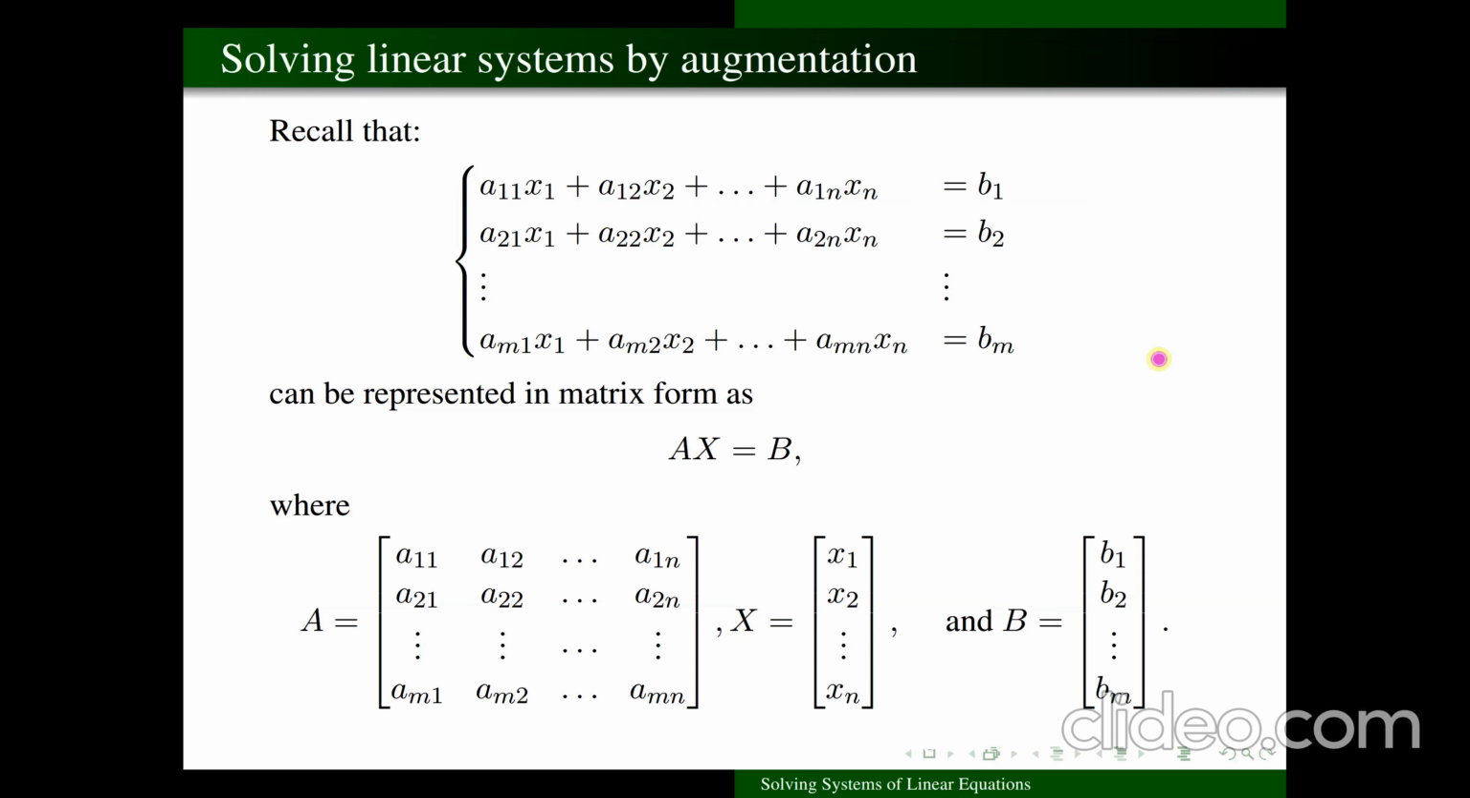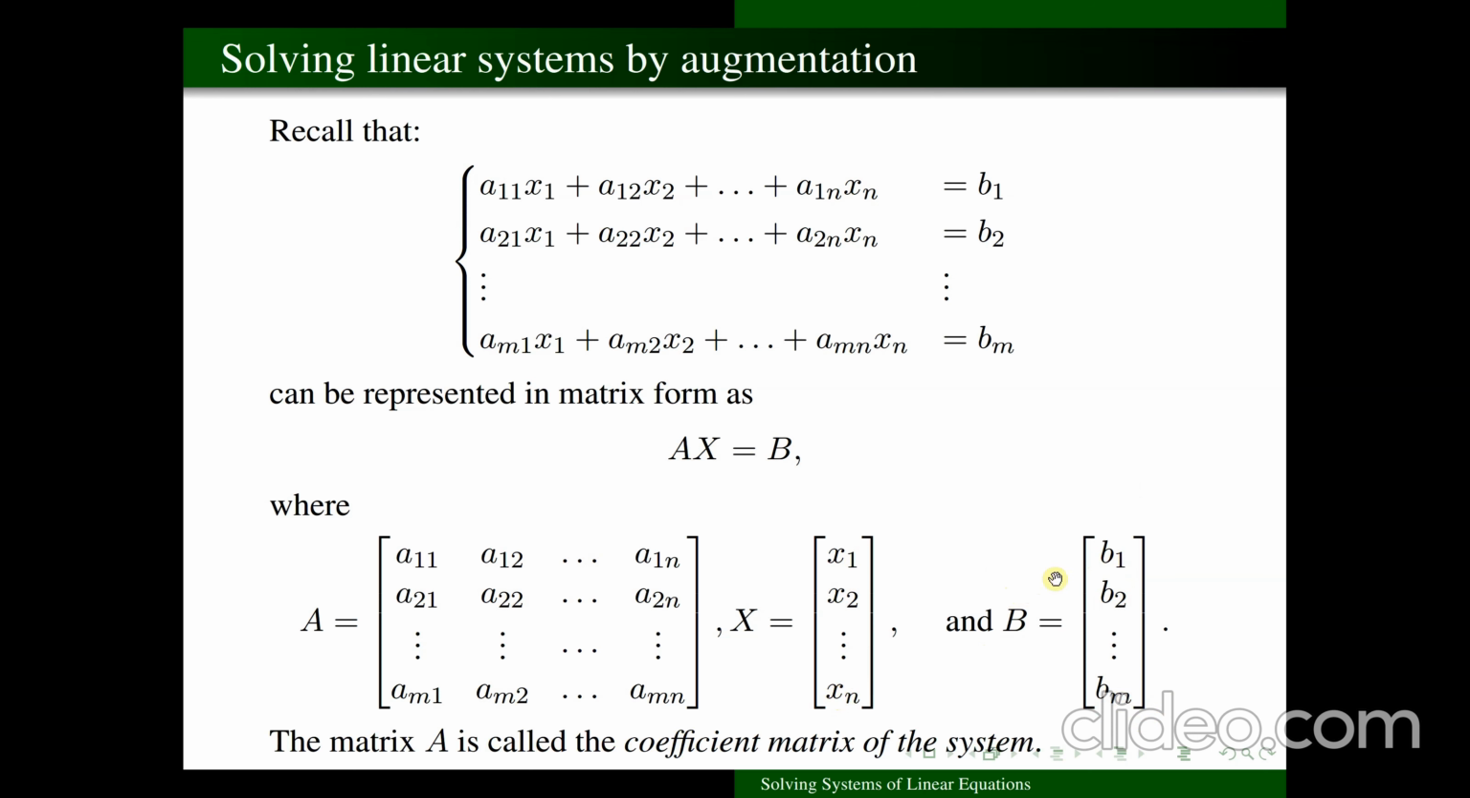The idea of using matrices to save time from writing too much information can be used in solving linear systems. This is achieved through the language of matrices. Recall that a linear system of this form can be represented in matrix form as Ax = B, where A is an m by n matrix whose entries are the coefficients in the system, x is an n-vector consisting of the variables, and B is an m-vector consisting of the constants.